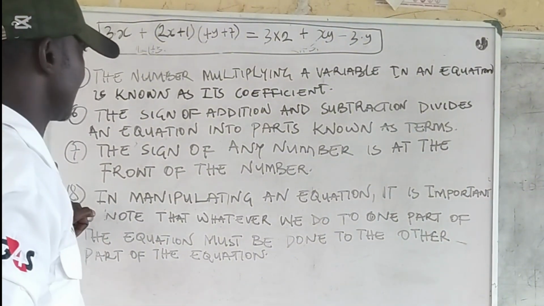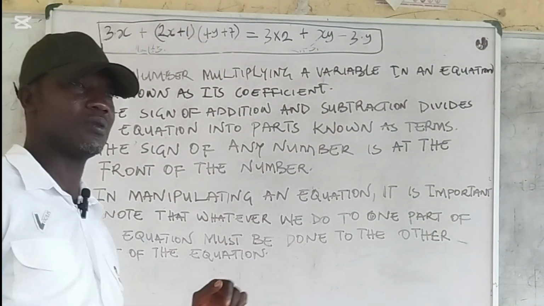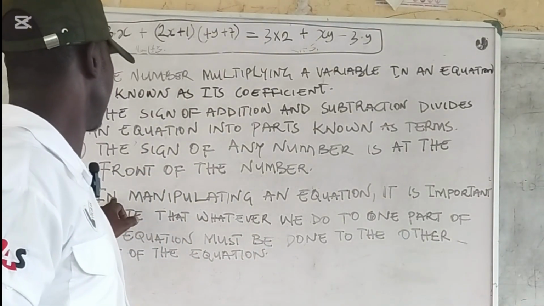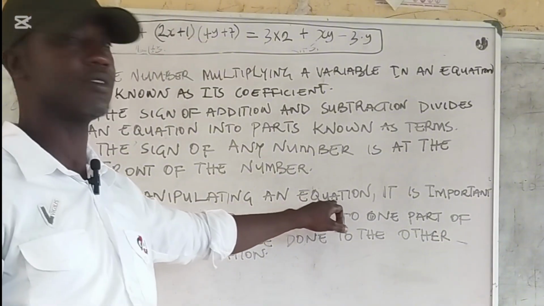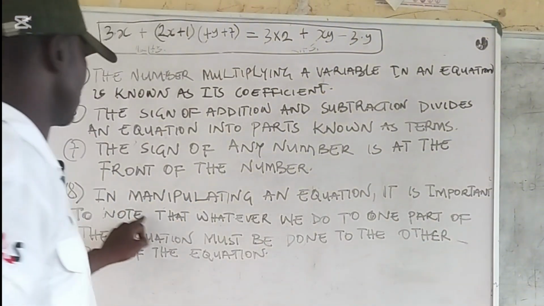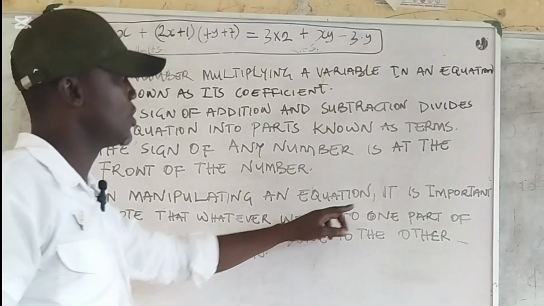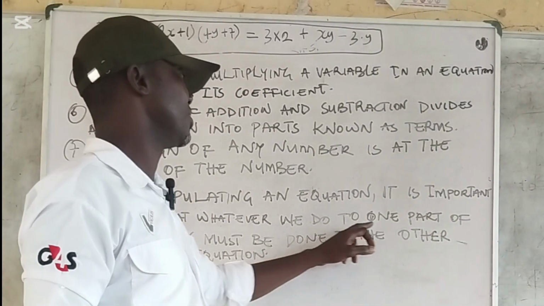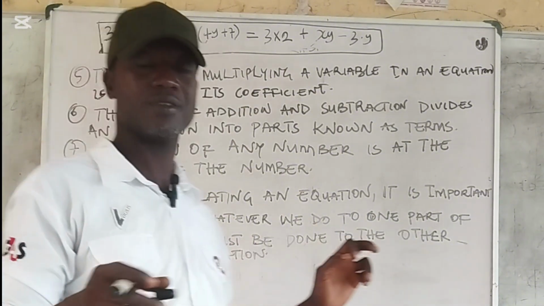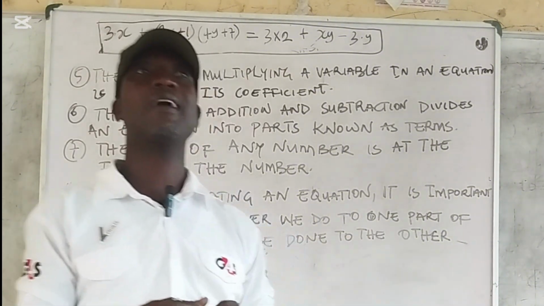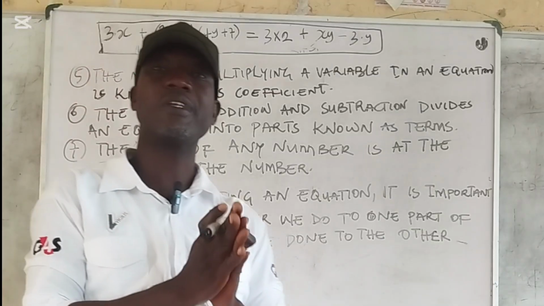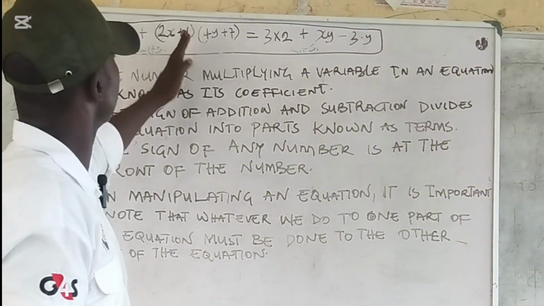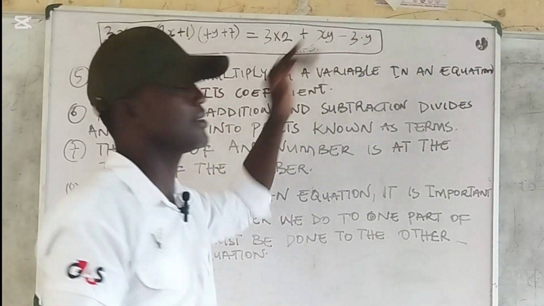We're going to go with the 8th one. The 8th one is also like an instruction. It says, in manipulating an equation, it is important to note that whatever we do to one part of the equation must be done to the other part of the equation. In our second fact, I said that the sign of equality divides the equation into two parts, that is the left-hand side and the right-hand side.